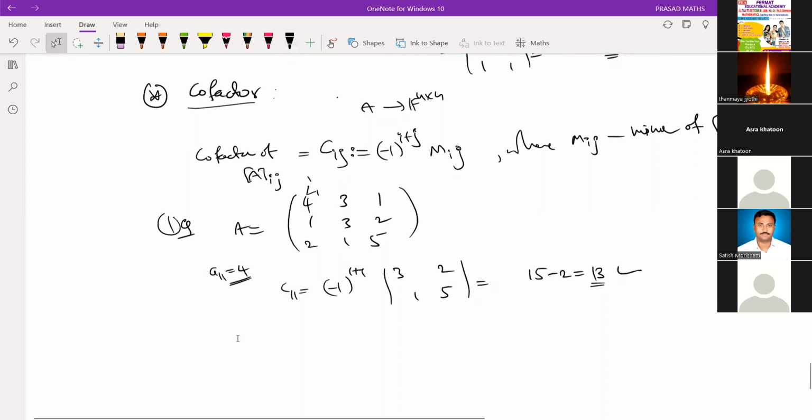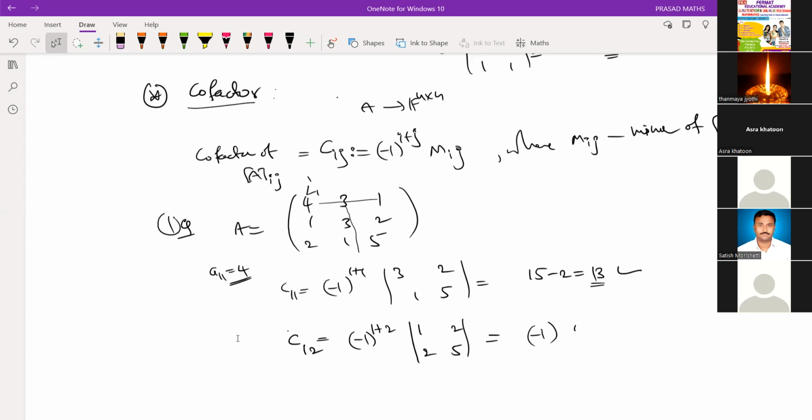Similarly, suppose you compute the cofactor of the A12 entry, that means (-1) to the power 1 plus 2 into its corresponding minor. So delete this row and delete this column. What is left? 1, 2, 2, 5. That means -1 times (5 minus 4), which equals -1.